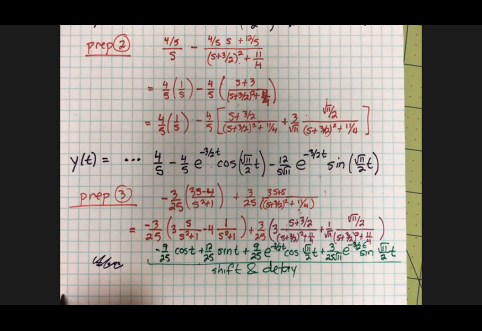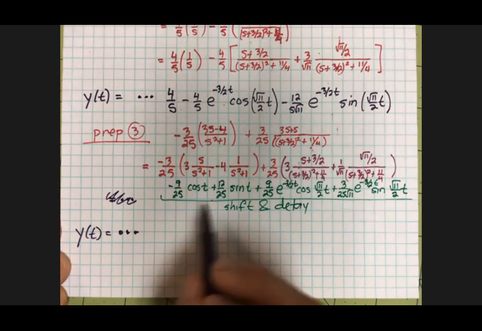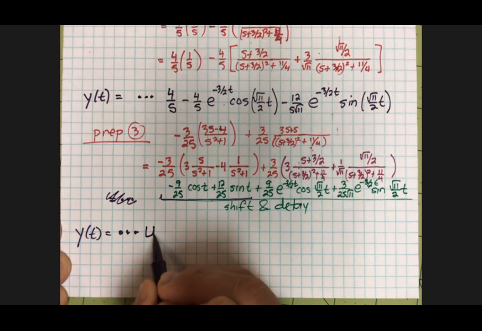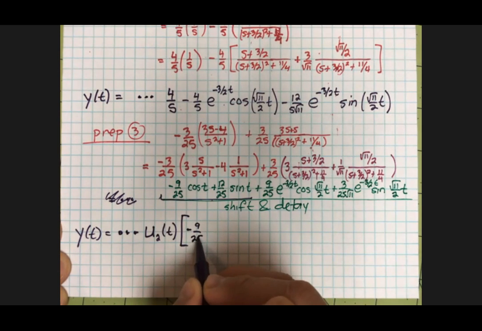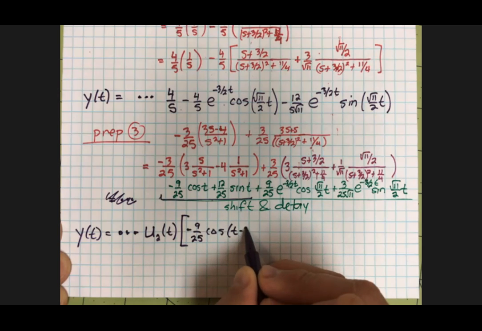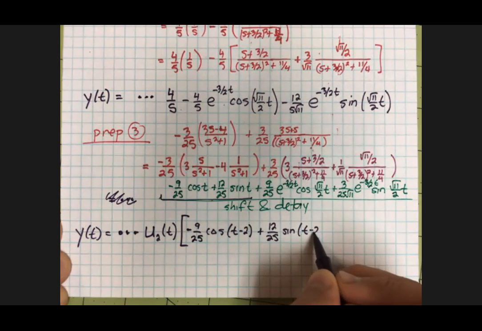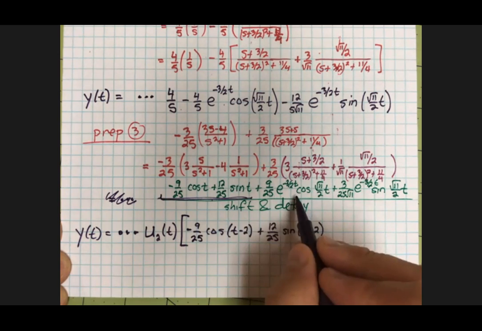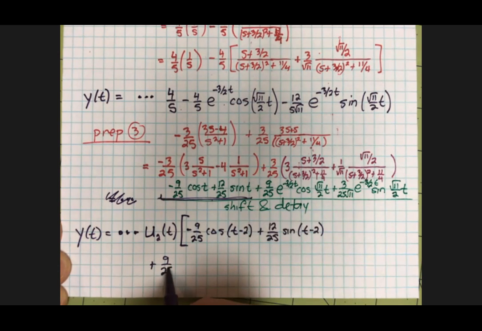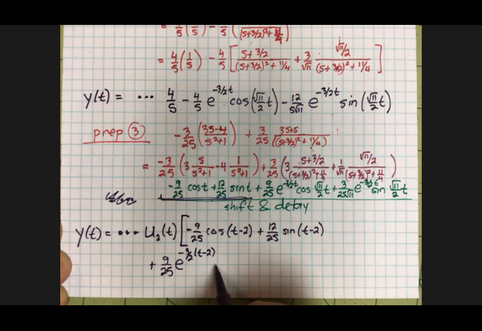I am not entirely sure that we're going to get this on one line, but we'll keep presenting. I can break it into two lines. So this piece shifted and delayed. First I'm going to have this delay of 2 seconds. Then I'm going to open up the big brackets and write minus 9 over 25 cosine shifted 2 seconds plus 12 over 25 sine shifted 2 seconds. Good, that's that part. Now this part, what's gonna go down here because I don't get rough room. Now this is what? Plus 9 over 25 e to the minus 3/2 t minus 2 cosine.